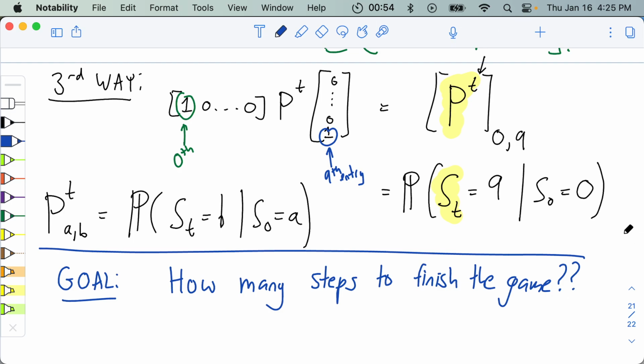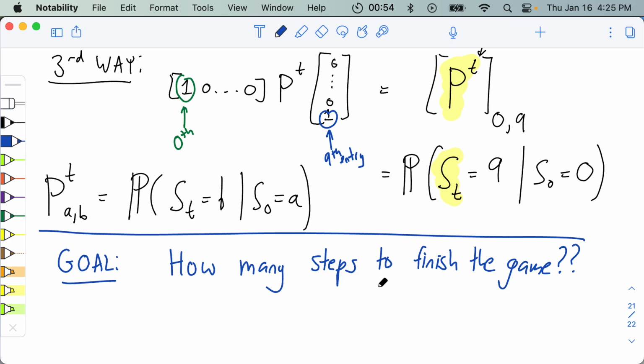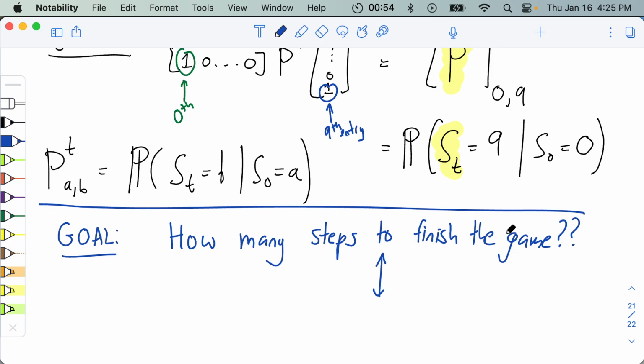Now we want to know how many steps you need. Okay, there is a nice relationship between how many steps and this probability. So that's what we're going to do. We're going to turn this into a question. So let's give this thing a name. Let's call it N steps. And N steps is a random variable equal to how many steps it takes.